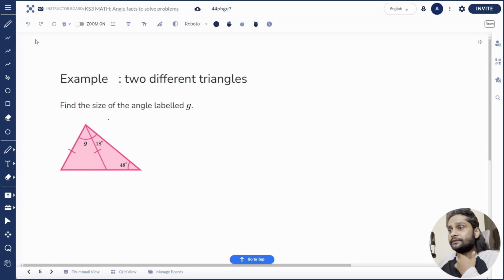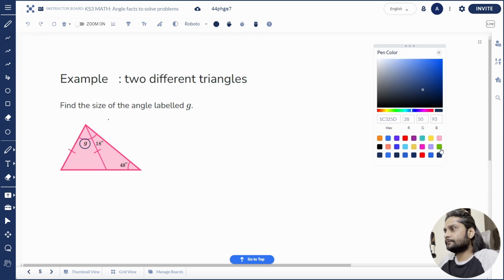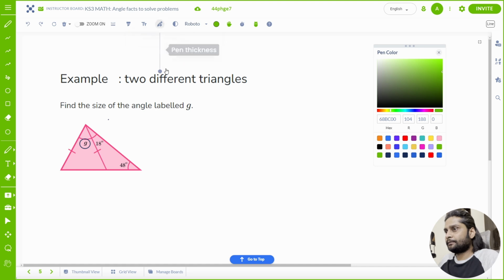Now we have two different triangles. Multiple concepts are used in that. You need to figure out the value of g. Though you have to get g, you are not given any other angle in this triangle. However, if you only focus on the second triangle, we got something special, something easy to do there. So let us now focus on the second triangle.